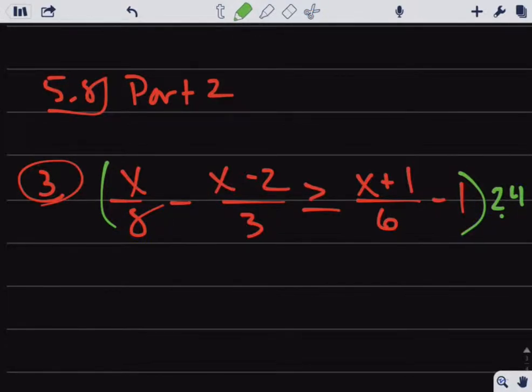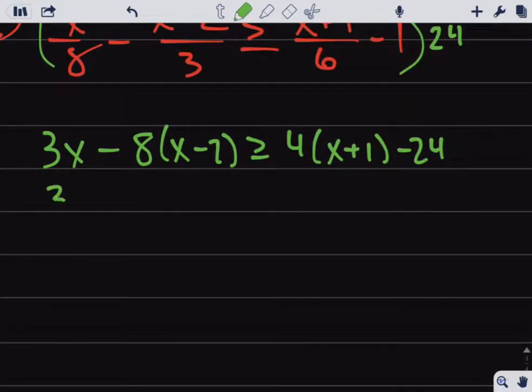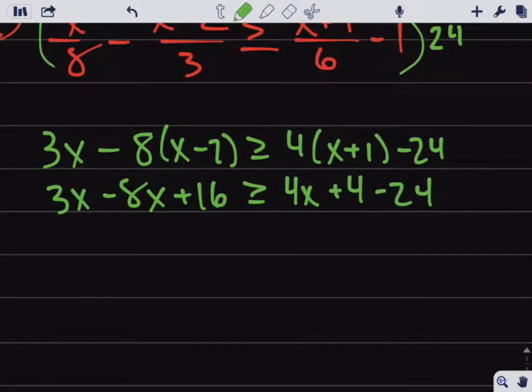24 divided by 8 gives me 3x. 24 divided by 3 gives me minus 8, excuse me, times (x minus 2), greater than or equal to 24 divided by 6. 6 goes in 24 4 times. That's 4 times (x plus 1) minus 24. So let's go from there. So 3x minus 8x plus 16 is greater than or equal to 4x plus 4 minus 24.